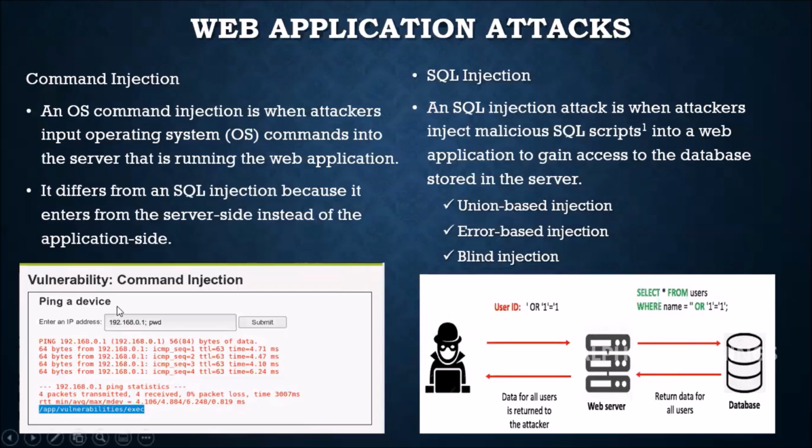So for example, I have attached the snip here. If you see, there is a search box. Enter an IP address. If it asks for an IP address, I should enter only the IP address. But here I am entering IP address semicolon followed by PWD. PWD means present working directory. It's a Linux command. So when I click submit, I am getting the ping results.